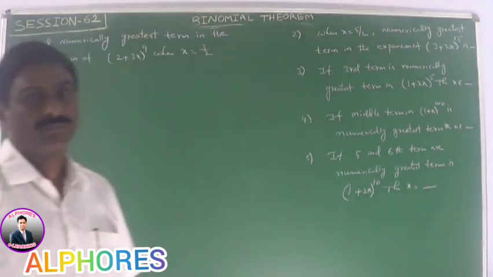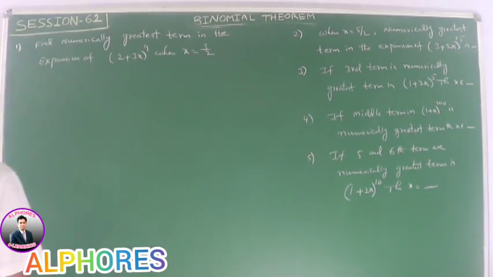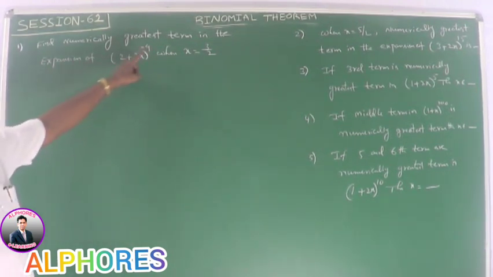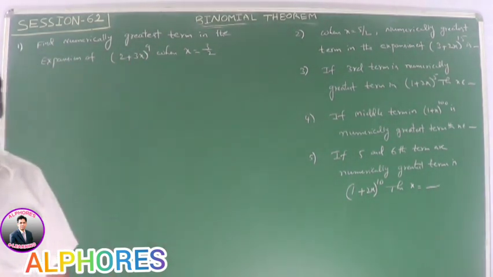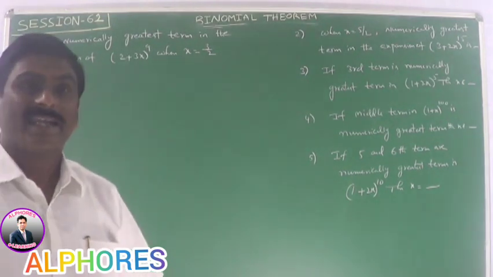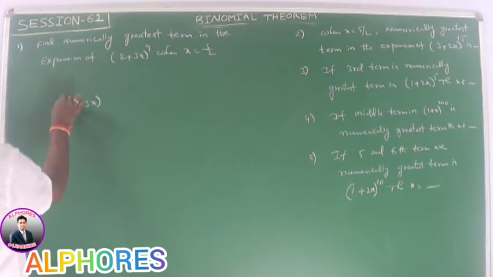Now write some examples. First one, find the numerically greatest term in the expansion of (2 plus 3x) whole power 9 when x is equal to 3 by 2. In this case, we find the numerically greatest term. What is the given binomial expansion? The given binomial is (2 plus 3x) whole power 9.